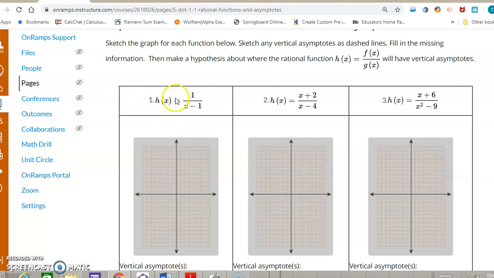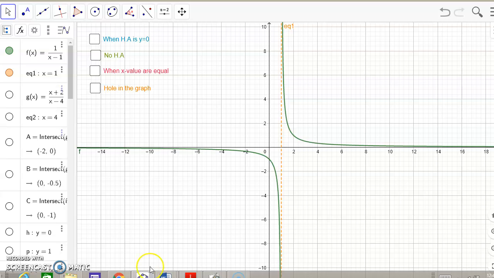Taking a look at the first graph, I'm going to click over and show you that the first graph looks like this. It goes vertical here, horizontal there. The question is, how do you find a horizontal asymptote? You're going to see that the horizontal asymptote is going to be 0 on many occasions. So why does that happen?